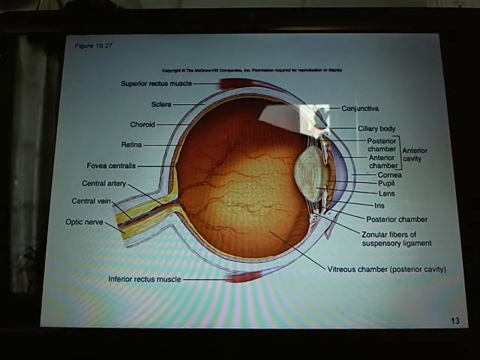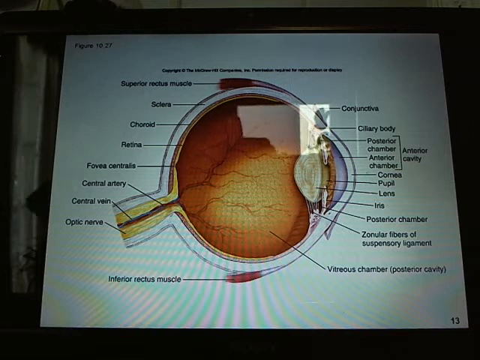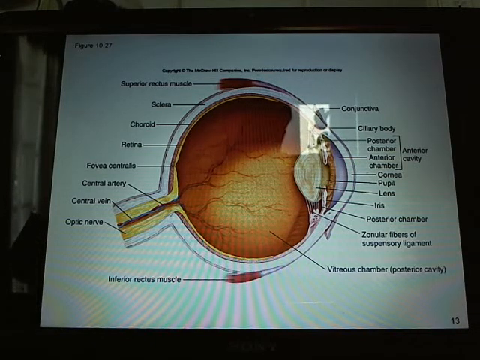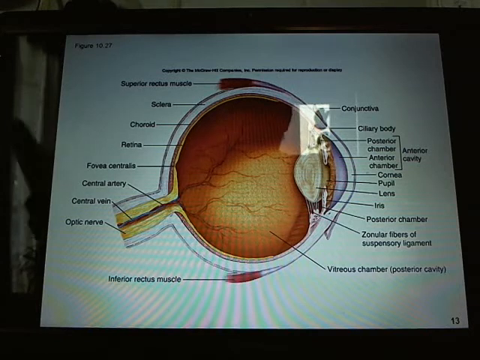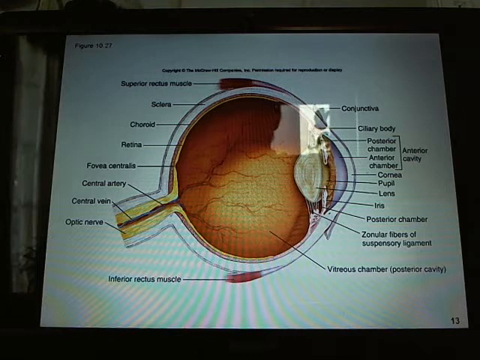Going on, we're looking at visual processing. Visual processing is the ability to process the information that comes in from the eyeball. The eyes look and the brain sees.